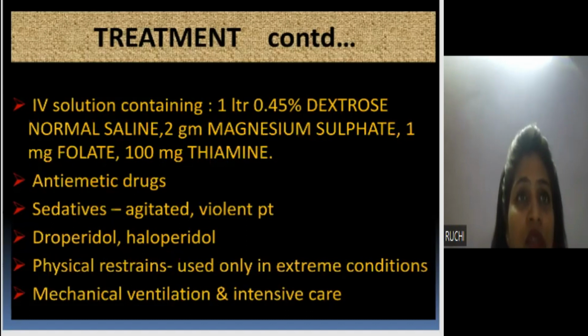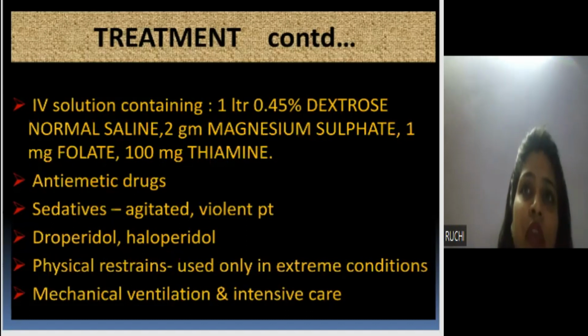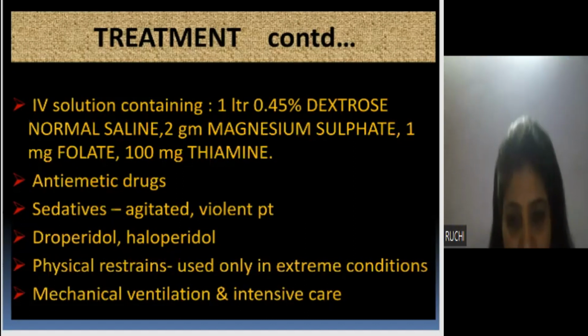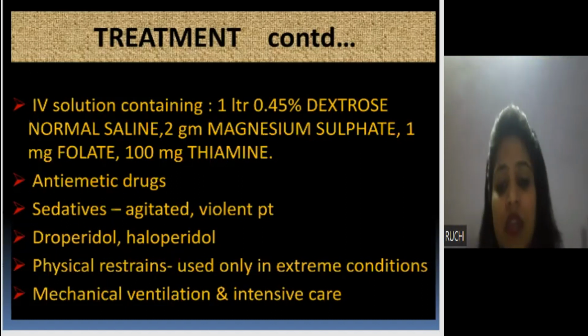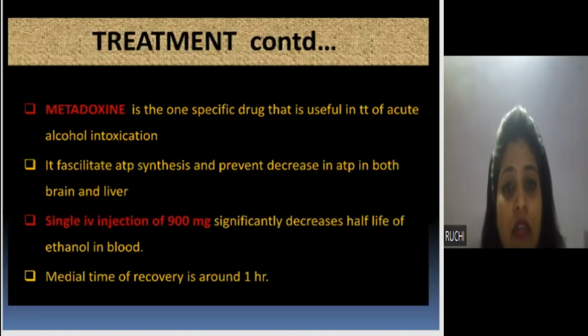Physical restraints should only be used in extreme conditions. Physical restraints can be dangerous sometimes because the patient of acute alcohol intoxication is so violent that he has to be chemically restrained. If we restrain the patient with physical restraints, there might be chances that the patient might hurt himself. Mechanical ventilation and intensive care is a must.